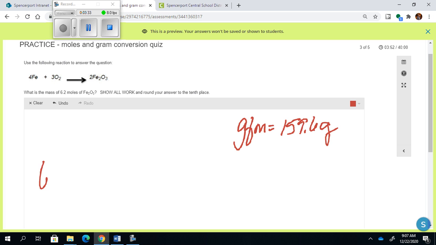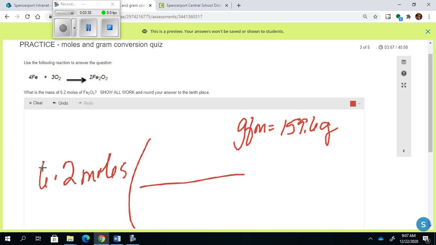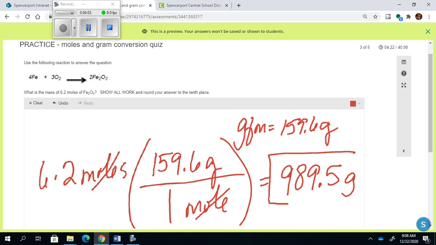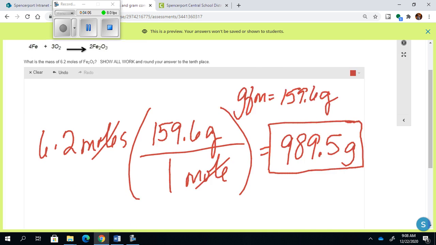Okay, what is the mass of 6.2 moles? So if I have 6.2 moles, I know 1 mole, I always have to put that same unit there so it will cancel out, is 159.6 grams. And then I do my math. 6.2 times 159.6 divided by 1 is 989.5. And then grams. The moles cancel out. My unit is grams. There we go.